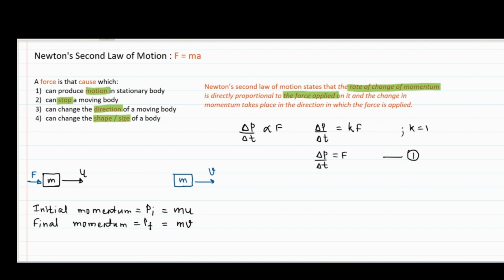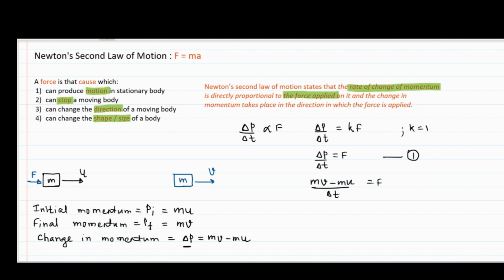Now from these two quantities, that is initial momentum and final momentum, we can calculate the change in momentum. So let us say the change in momentum is delta P, that is mv minus mu. Now I am going to substitute this value of delta P in equation number 1. So what we get here is (mv minus mu) upon delta T is equal to F.